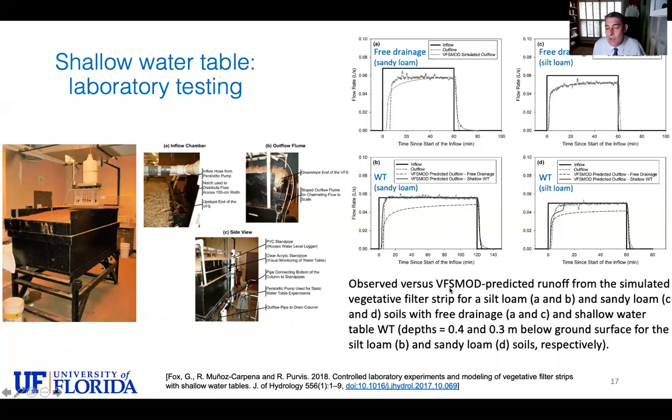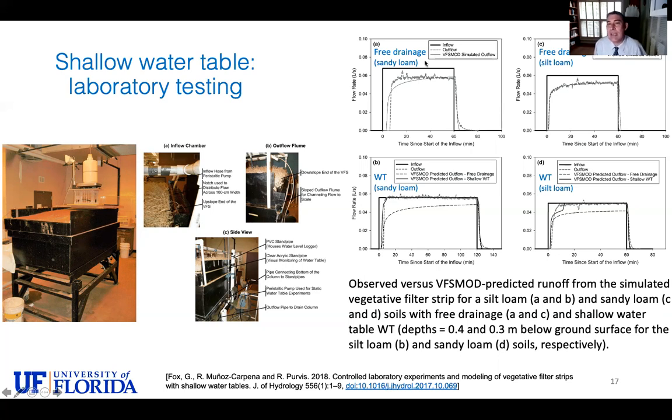So the model with this new component, I don't know if you can see here, but the VFSMOD is the thin line, the dashed line is the measured outflow, and the inflow is actually a square hydrograph. Okay, so these are actual measured hydrographs. The first two on the top are free drainage, so the water table was not present in the soil, it was just runoff on top. And then the second pair of studies was with the water table perched somewhere in the middle of this box.